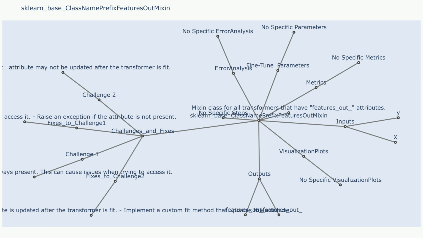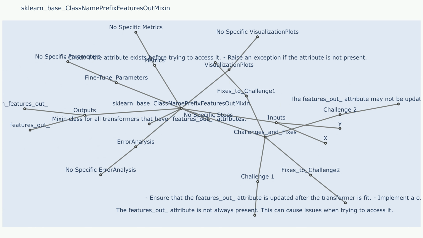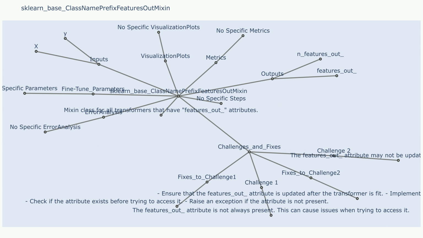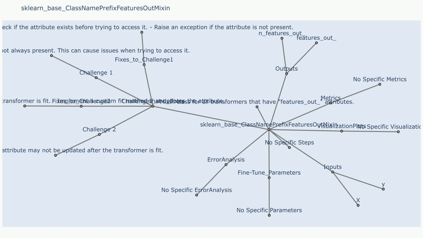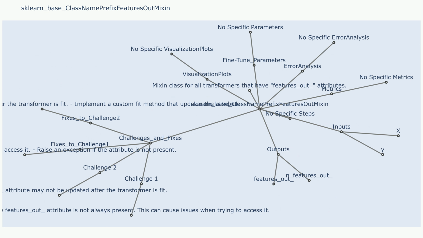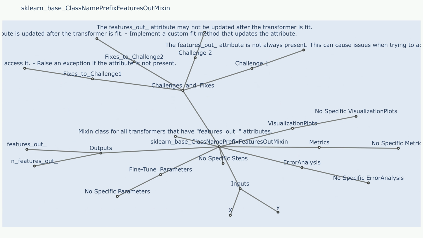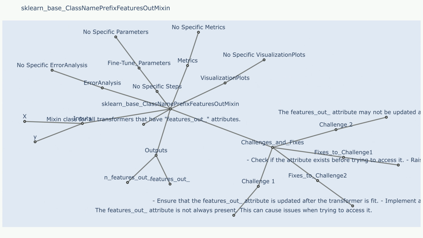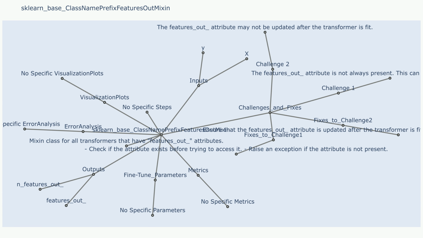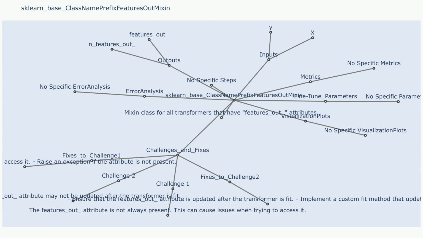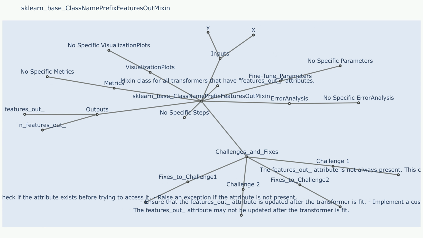Inputs. X: the input data, typically a NumPy array or pandas DataFrame. y: the target variable, if applicable, typically a NumPy array or pandas Series. Outputs. X_out: the transformed data. Steps. The transform method of the transformer class is called to transform the input data. The output feature names are generated by adding the class name of the transformer as a prefix to the original feature names. Metrics. No specific metrics are associated with this mixin class.